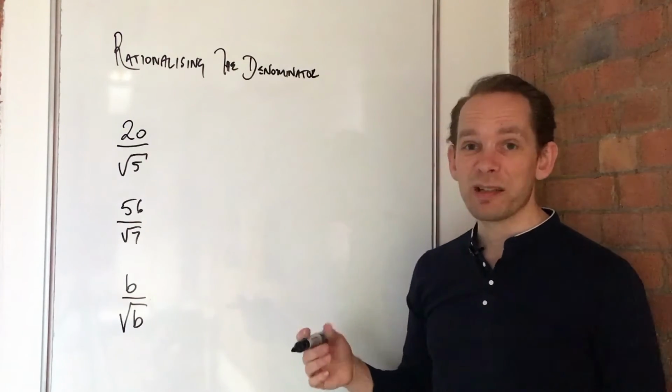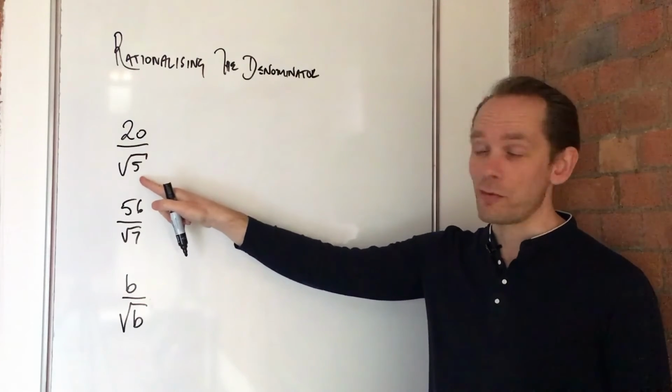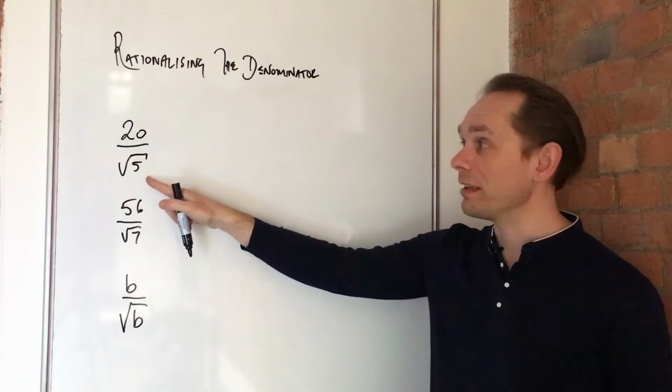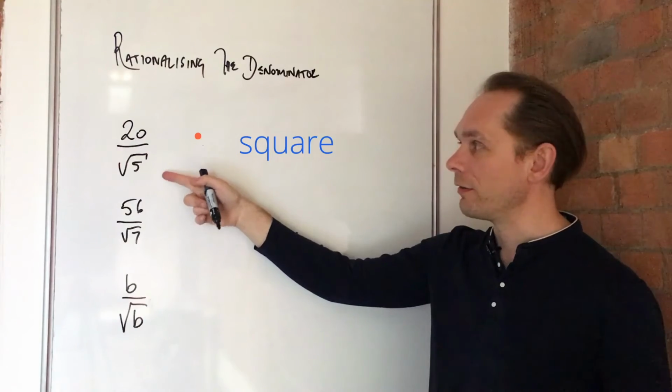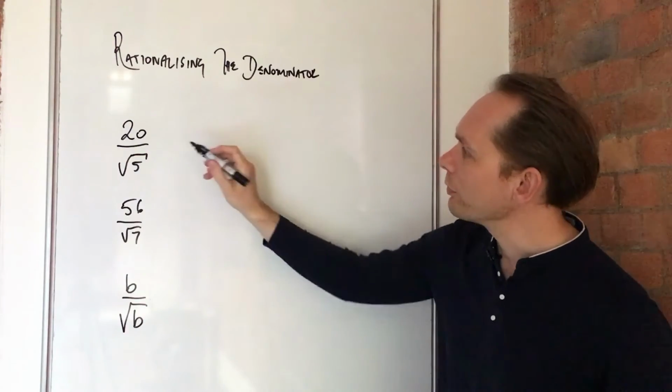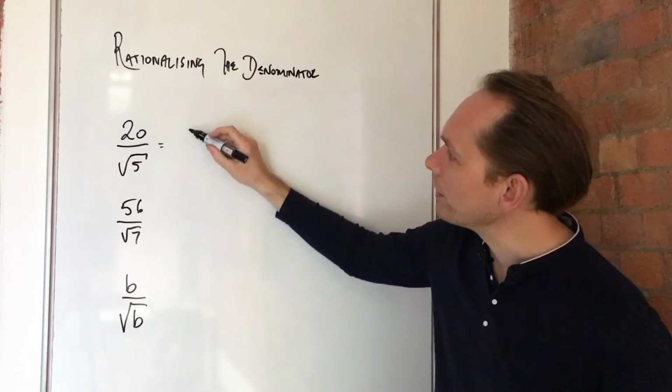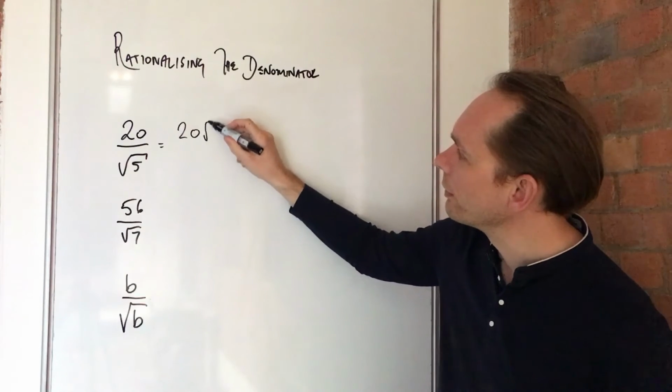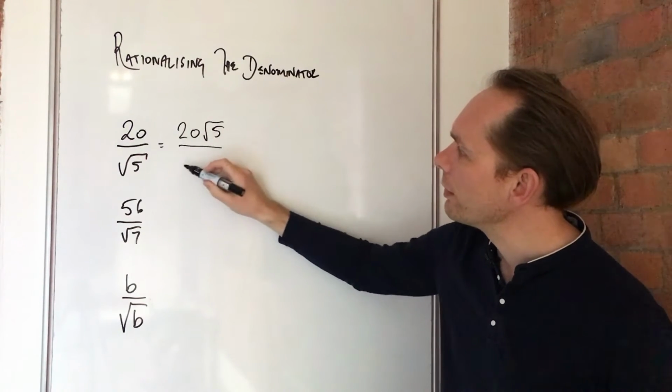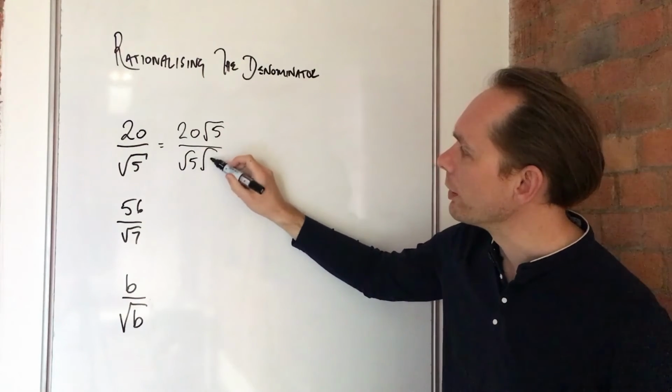Now, the way we get rid of them is basically to square that square root, right? Multiply it by itself. But when you do something to one side of a fraction, you have to do the same thing to the other. So all we're going to do is multiply top and bottom by root 5. 20 times root 5 over root 5 times root 5.